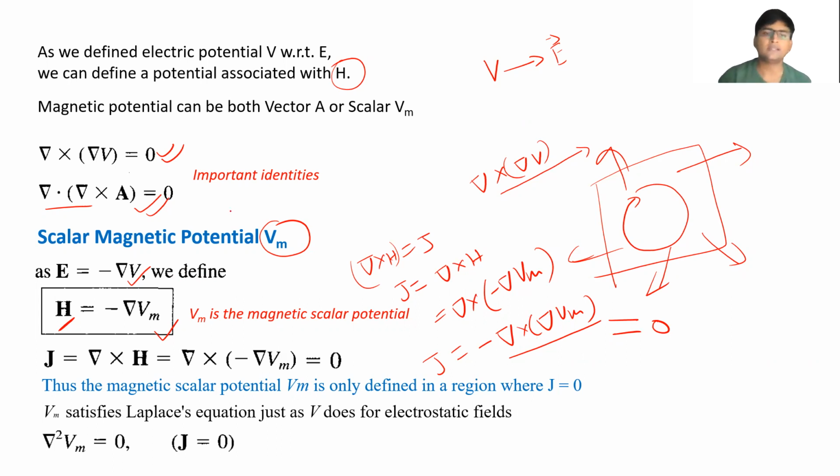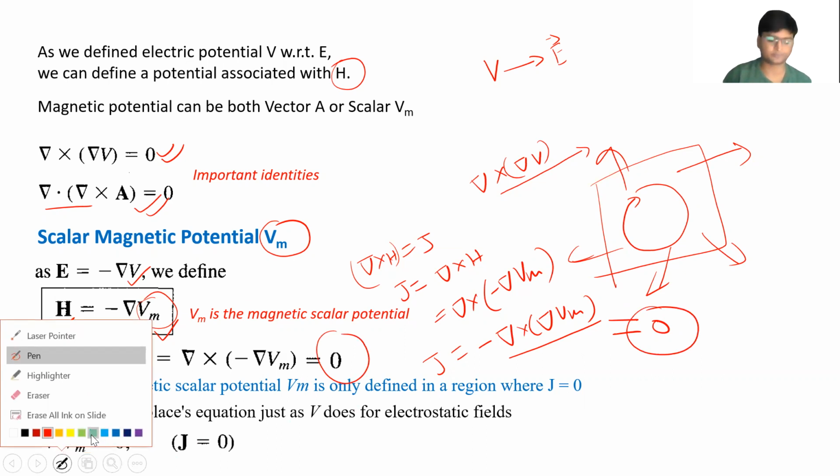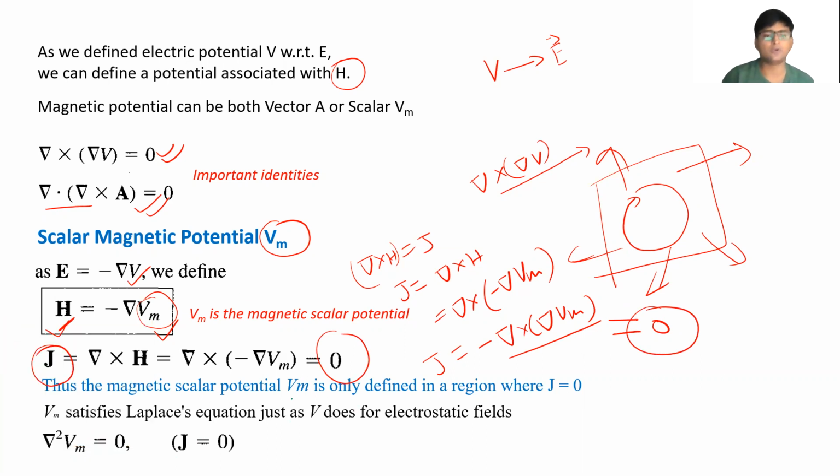So you see that if we define this scalar magnetic potential Vm and we relate it to the magnetic field intensity with H is equal to minus del Vm, then one thing is certainly going to happen: in that particular region where this magnetic potential is defined, this current density J is always going to be 0. It is because of the identity. So the current density you will get will be 0.